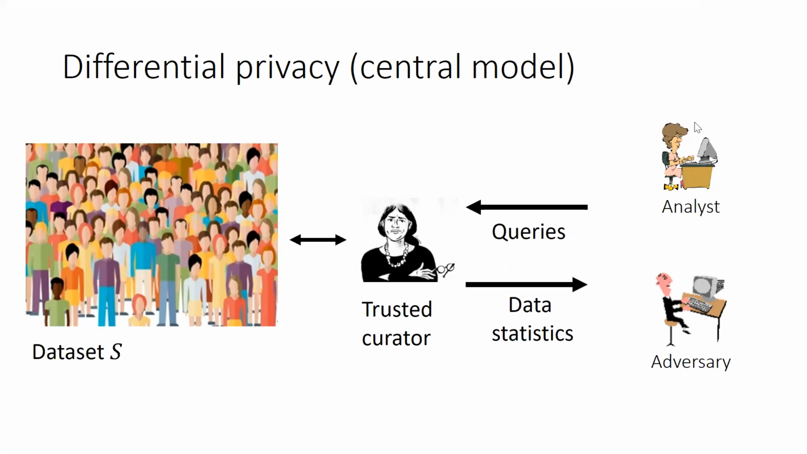And in this talk, we focus on the central model of differential privacy. And this is maybe the most studied model. And here we assume that there is some trusted entity that has access to the dataset. It has full access. And this trusted entity will be the one that publishes statistics about the data. So it will receive some queries about the dataset, and then it will publish statistics. And these statistics should be carefully chosen such that they do not leak significant private information.